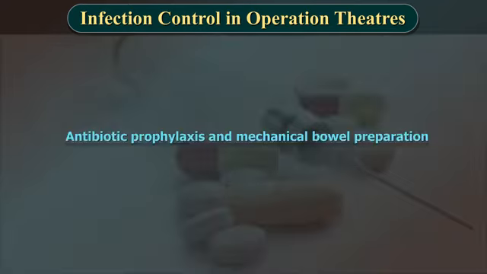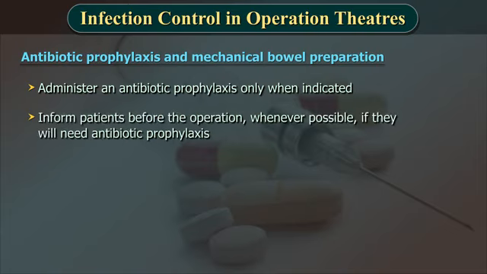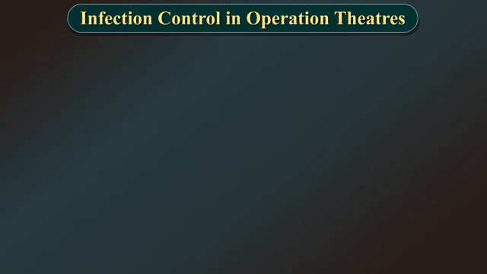Antibiotic prophylaxis and mechanical bowel preparation. Administer antibiotic prophylaxis only when indicated and select it based on its efficacy against the most common pathogens causing SSI for a specific operation and publish recommendations. Inform patients before the operation, whenever possible, if they will need antibiotic prophylaxis.